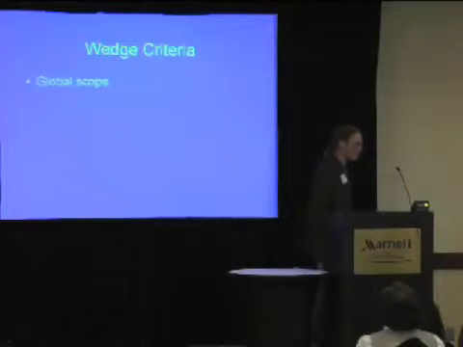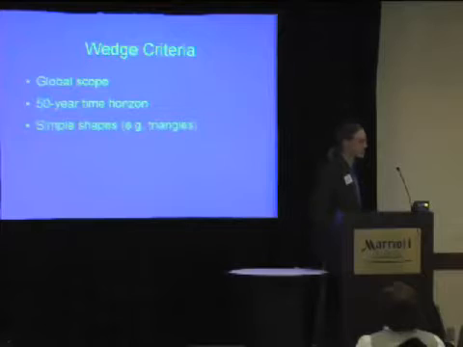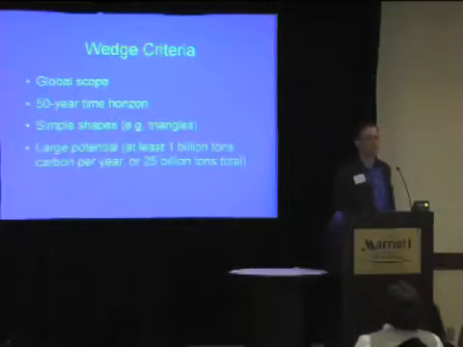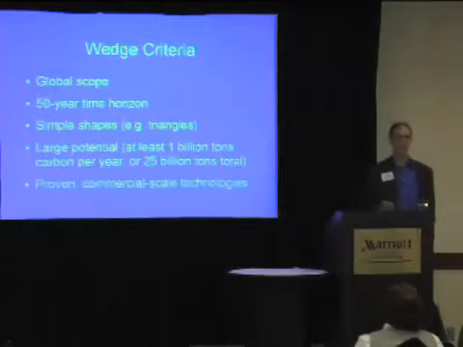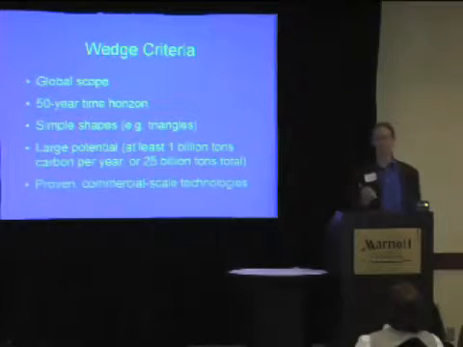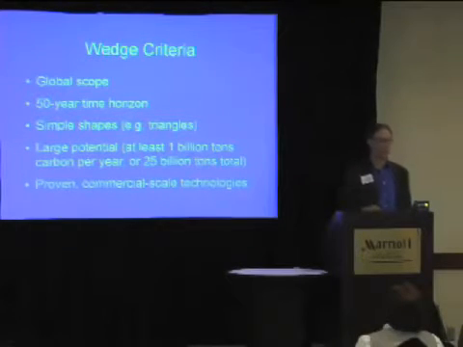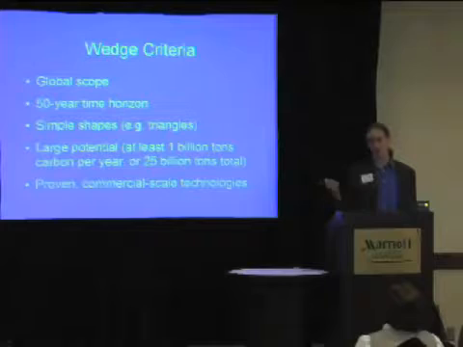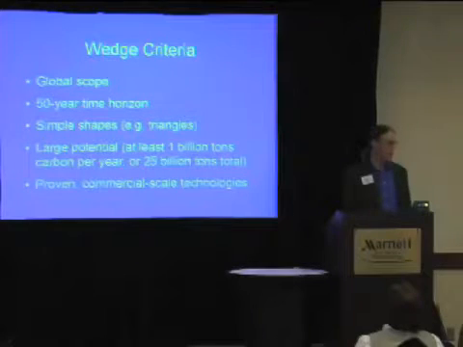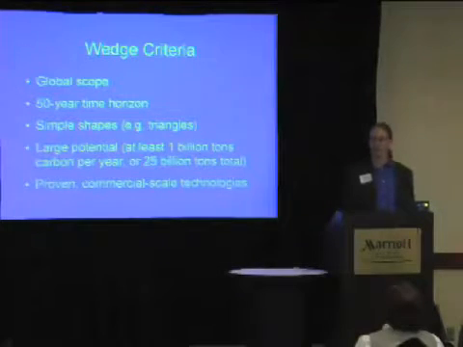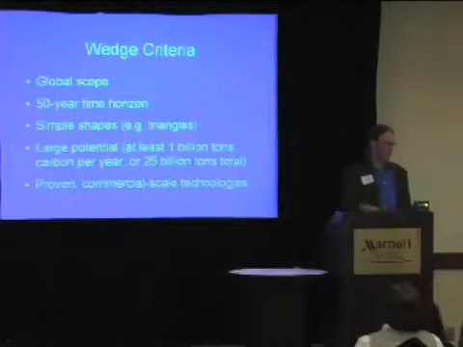Well, there are a lot of solutions that, of course, remove carbon or avoid carbon in the atmosphere, but these are the criteria that are needed to qualify as a wedge. One is that it has global scope. It's not just applicable in one corner of the world, but can be applied over a large swath of countries. That it can be sustained over a 50-year time horizon. It's not something that you build once and then you're done. You have to keep building over time, and I'll explain more of that in a minute. We're using simple shapes just for illustrative purposes.